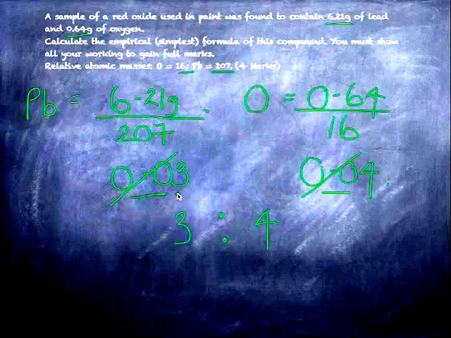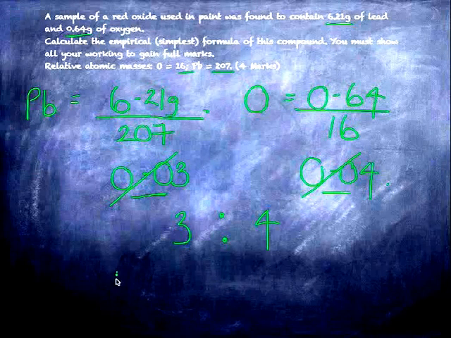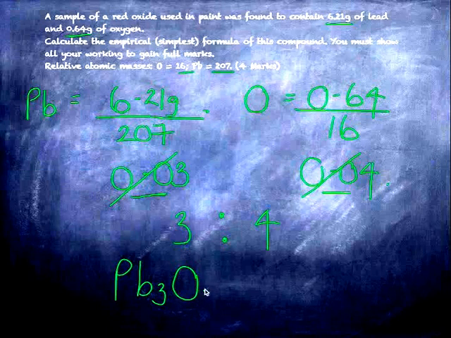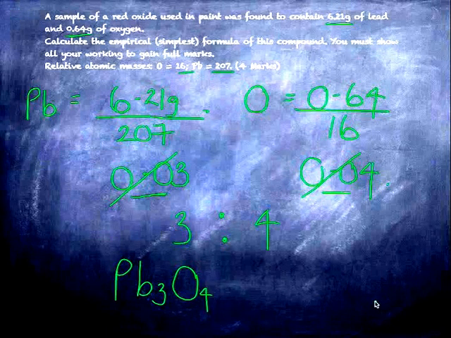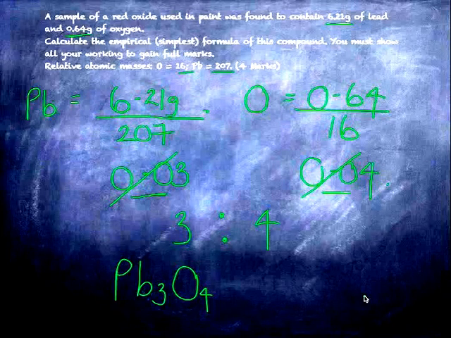Okay, so we've got a ratio of 3 to 4 moles here, if you like. And that turns out then that the empirical formula for this particular kind of lead oxide is Pb3O4. Hopefully that's the answer that you got. So let's take a look at another one then.